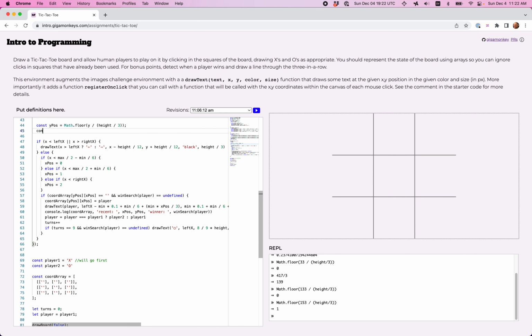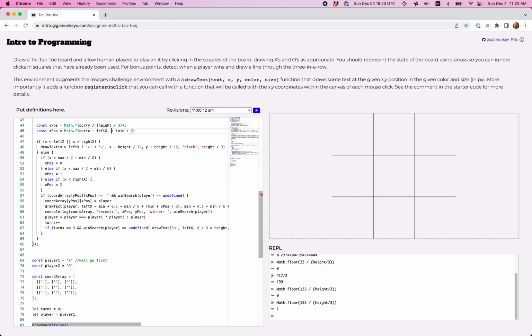So it's going to be very similar. It's going to be something involving x divided by min divided by 3. But it can't just be x, because x doesn't go from 0 to min. It goes from left x to left x plus min. So, as I suggested before, if we just subtract left x, that moves the value that we're dividing into the range 0 to the width of the board, and then we divide it by 3.